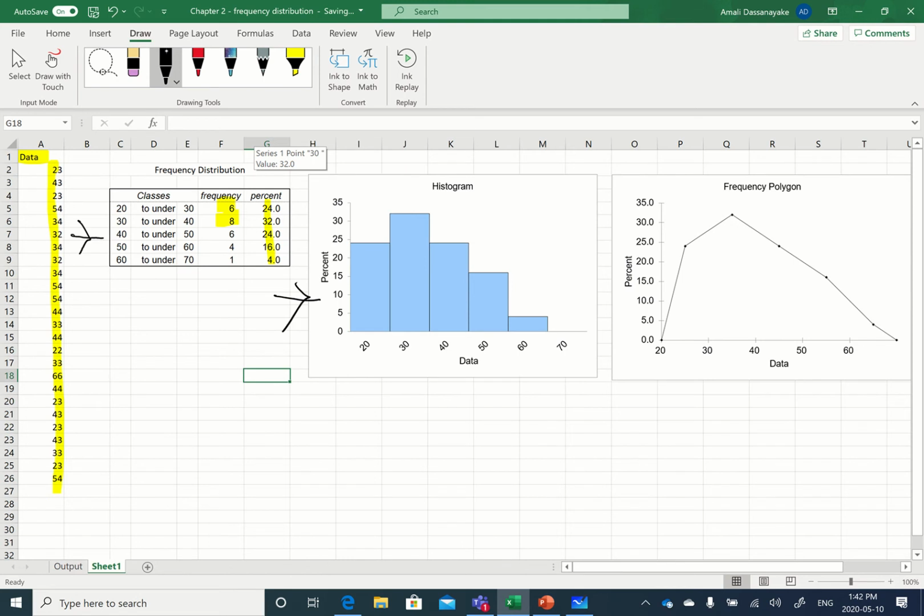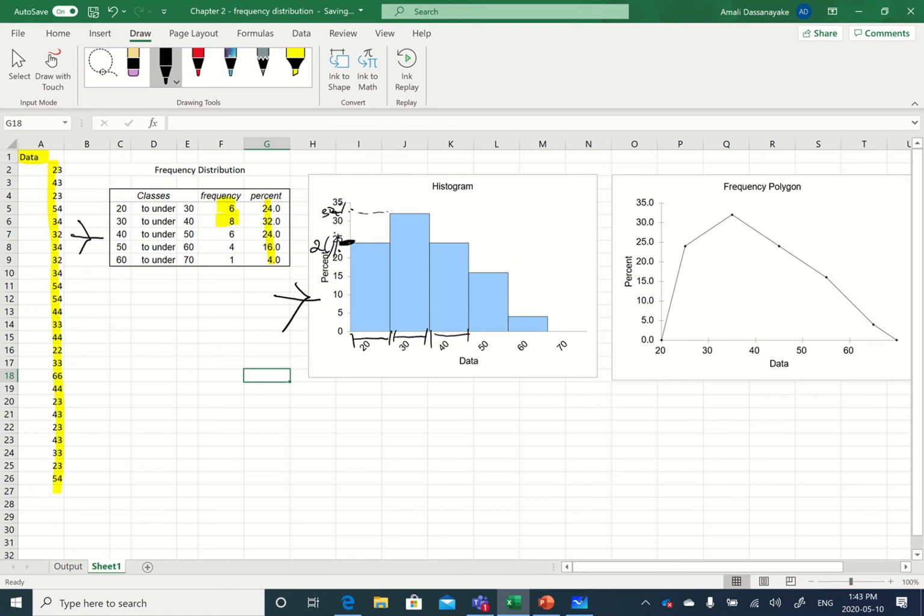On the x-axis you have the intervals 20 to 30, and then 30 to 40, 40 to 50, and so on. And then on the y-axis we can have either the frequency or the percentage. In this case we have the frequency. So from 20 to 30 we have 24% of the data, and then from 30 to 40 we have 32% of the data, and 2% of the data, and so on.